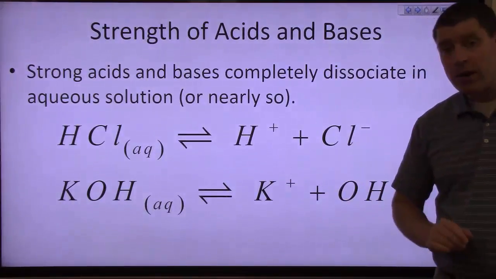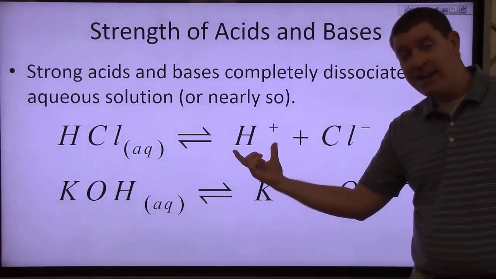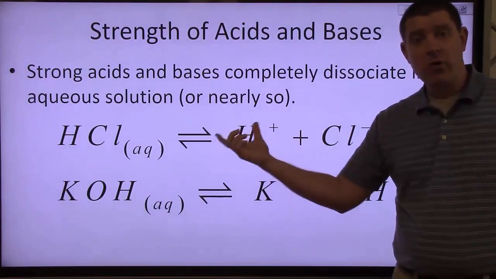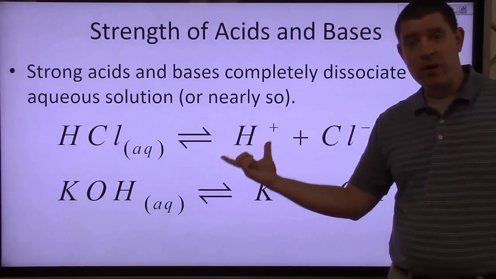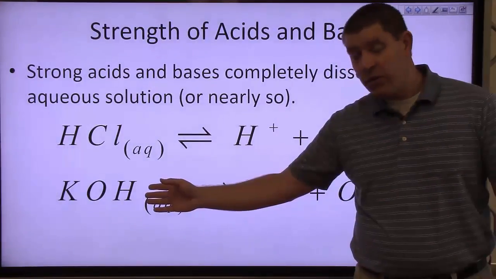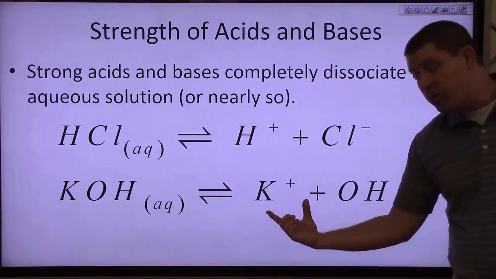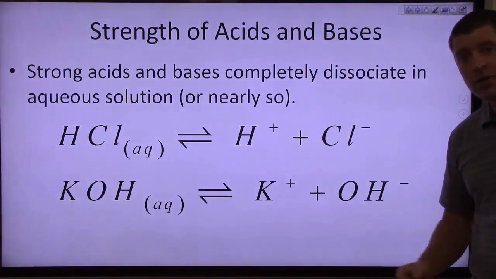ions and chloride ions. Now, what we really mean here, again, isn't really hydrogen ions, it's really hydronium ions and the other proton-water complexes, but we're going to write it for simplicity as H+. Potassium hydroxide is a strong base, which means it dissociates virtually completely into potassium ions and hydroxide ions.